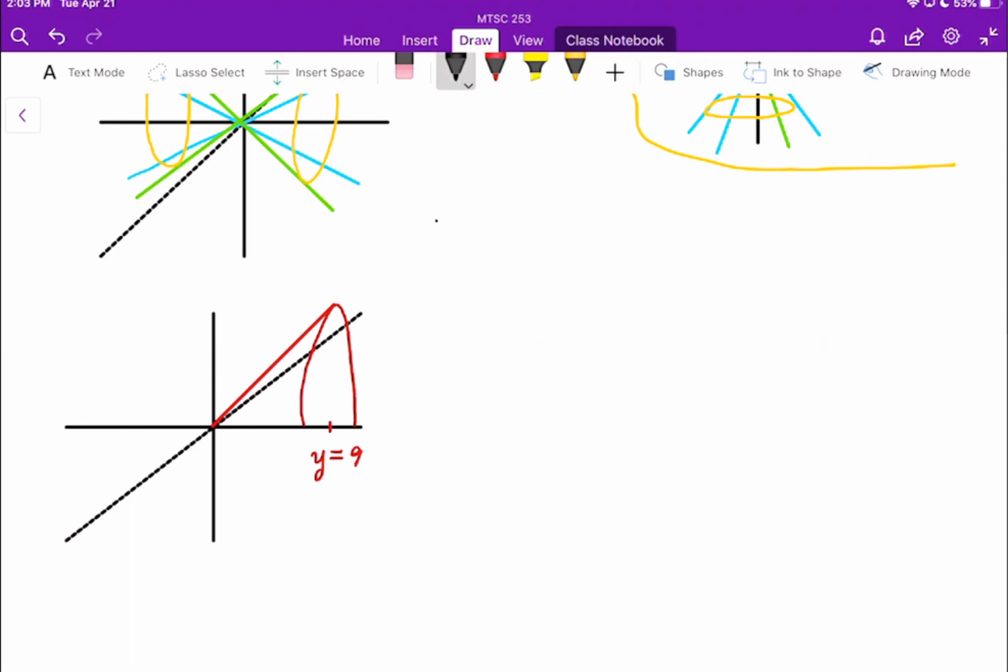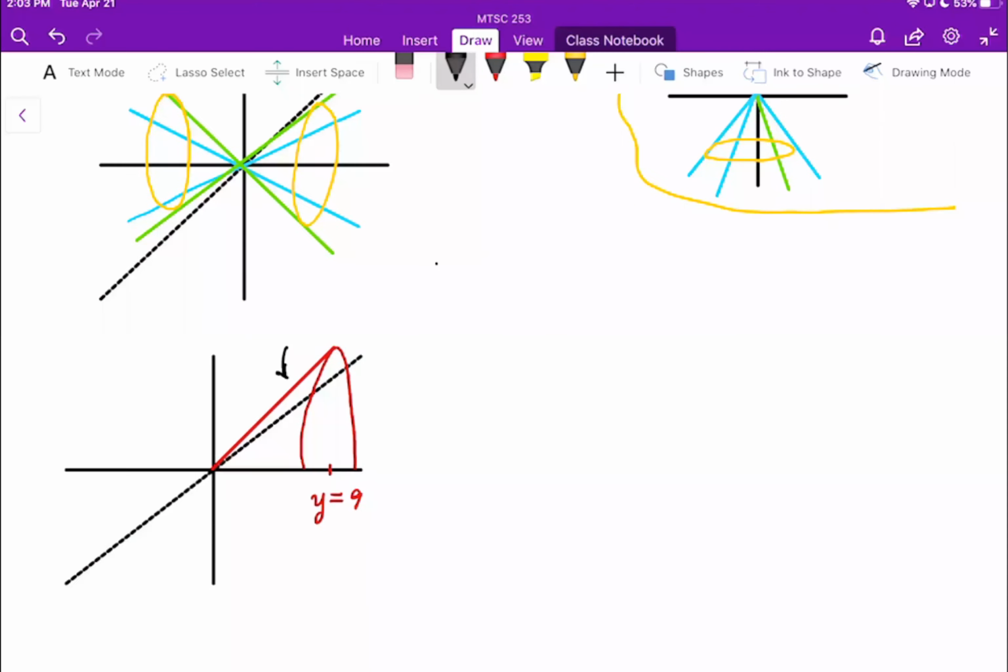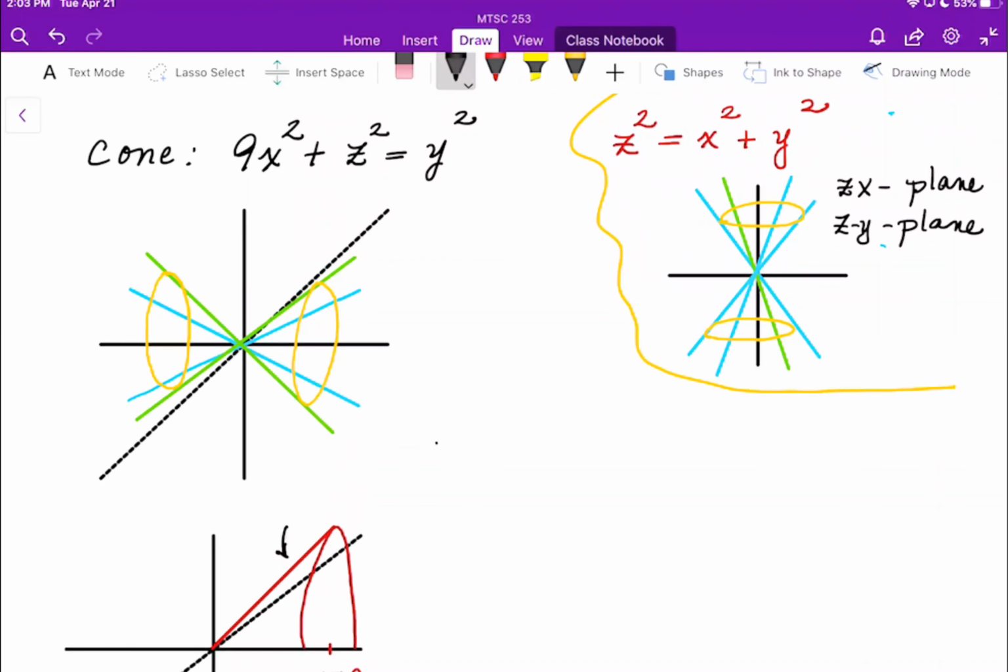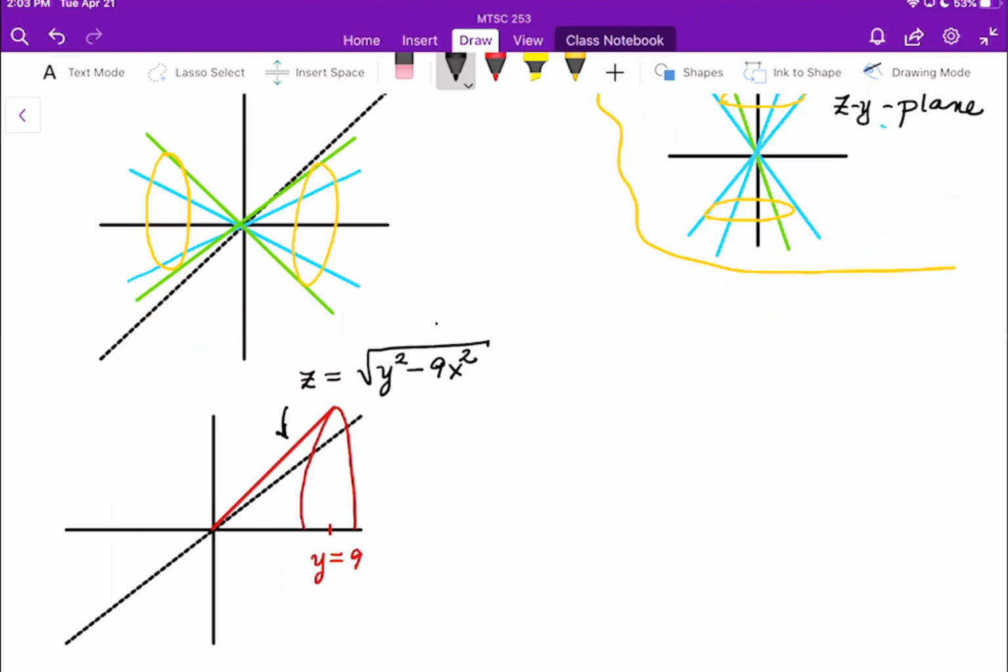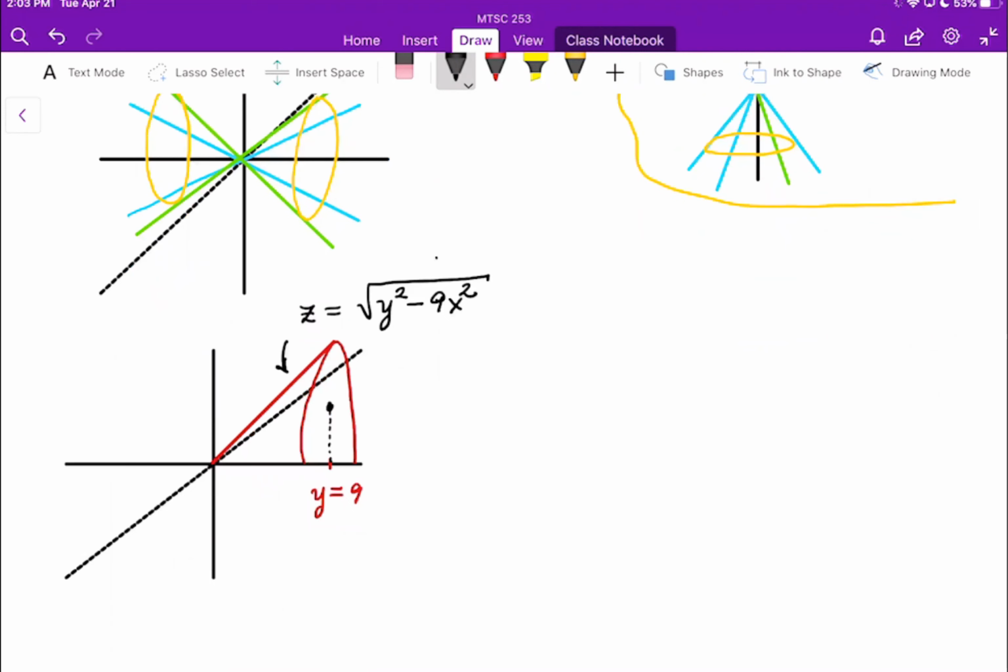You can actually see here that we can define this top to be z is the square root of y squared minus 9x squared. And then it said that the density is defined by the distance to the xy plane, and that is just z. So the density, rho of xyz, is proportional to that, so it's equal to some constant times z.